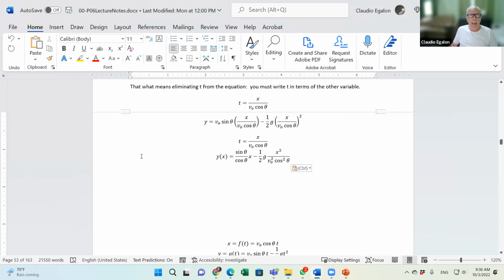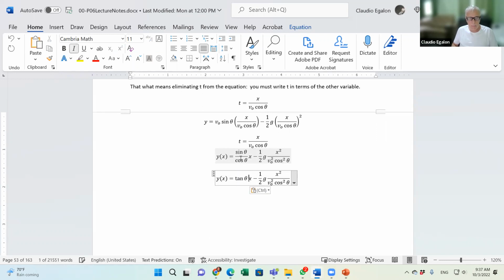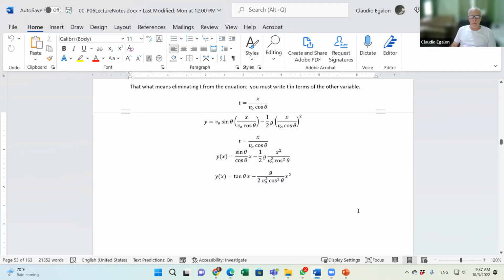Okay. And now I'm going to rearrange the equation. Here we go. Sine divided by cosine is what? It's tangent, right? Tangent of theta times x. And then what else can I do here? The best way to make this equation look better is to put the x squared outside here and put the g upstairs. Why do I do that? I'm doing that so you can visualize this equation more readily.